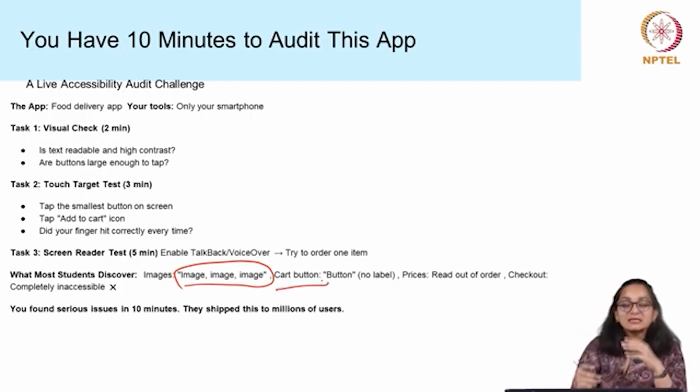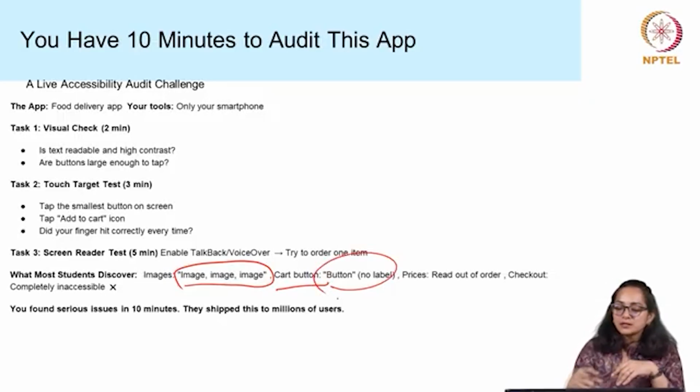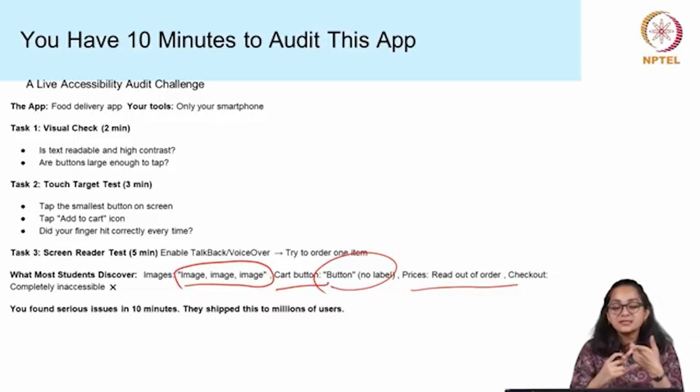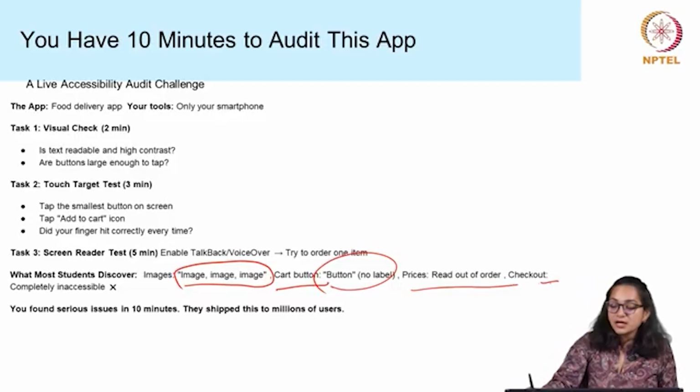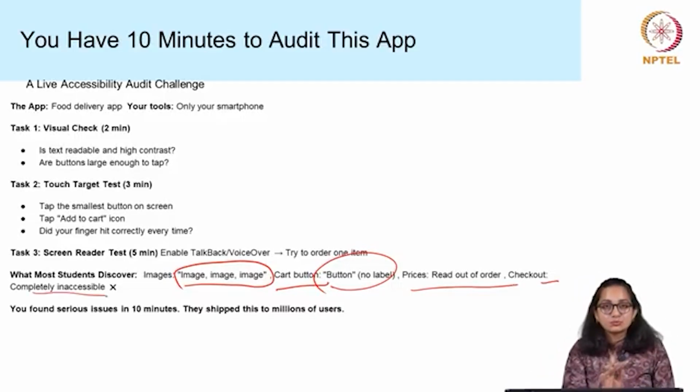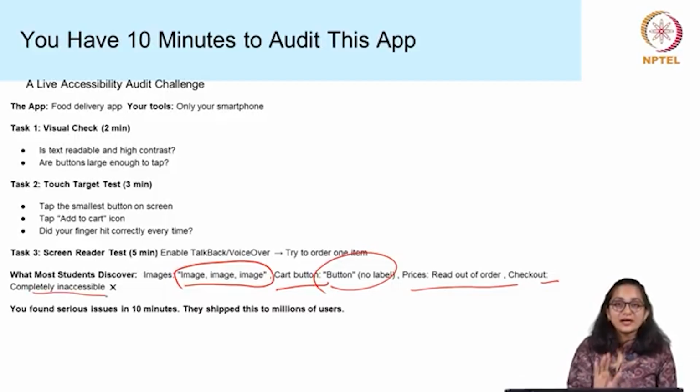Or it says the cart button is just button with no label. The prices are read out of order. For some items it is reading some other number, and so on. Then the checkout may be completely inaccessible. So first let us try to do this screen reader test for 5 minutes and try to order something.